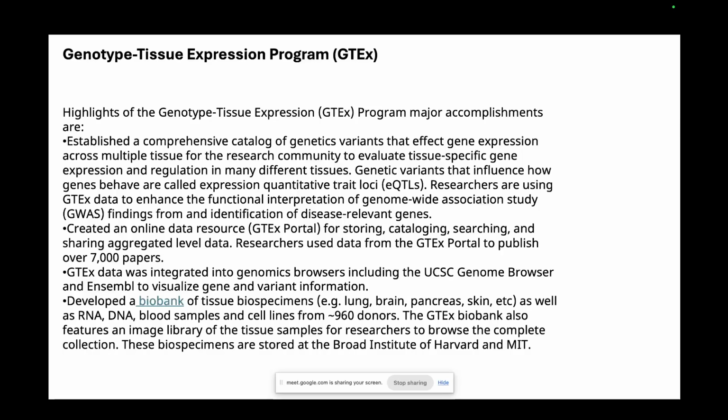So that was the whole idea of the GTEx project, that we find what these variants are actually contributing to, right? They did this study and they created an online data resource, the GTEx portal, for storing, cataloging, searching, and sharing aggregated level data. And a lot of papers have been published using data from the GTEx portal.